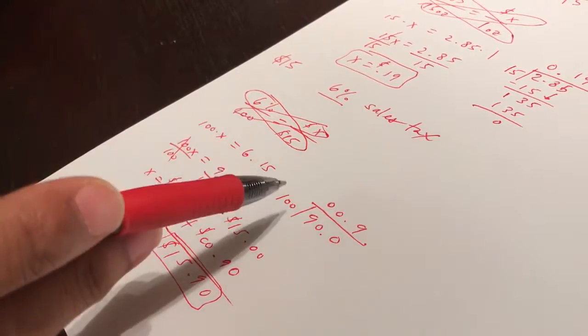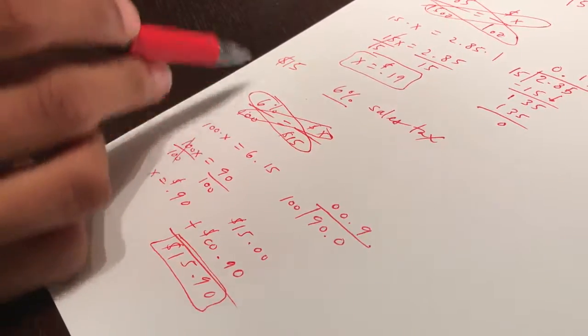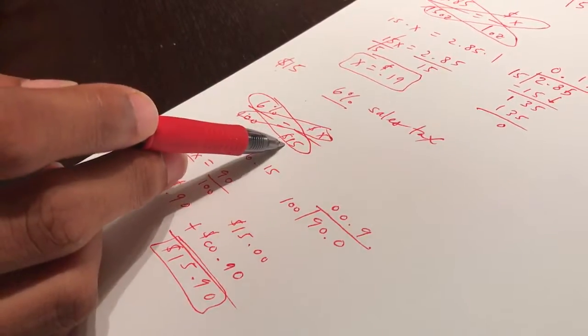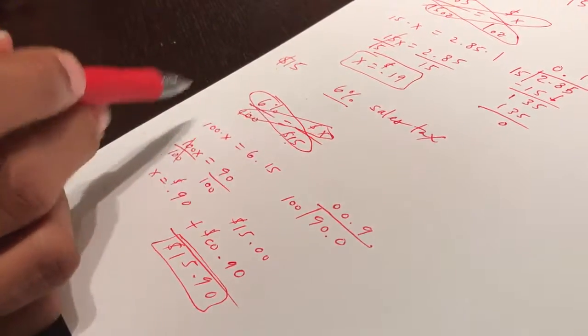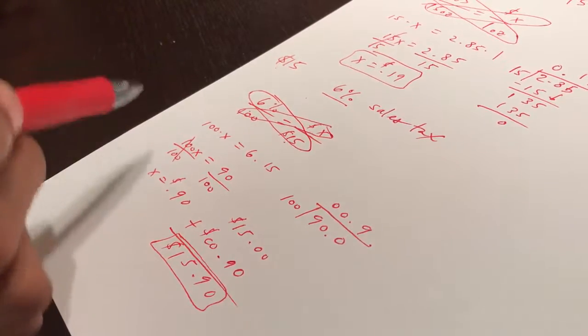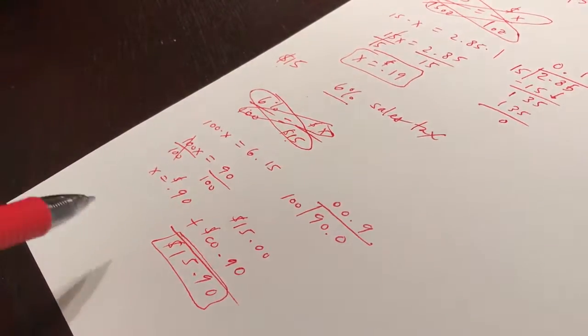Now, if this was a tip question, whatever your tip is still goes over 100, whatever your total amount is still goes as your whole, and you're still trying to find your part. It's set up the same way. And then if you're asked to add that back at the end, add it back for the total, and that's how you do that.